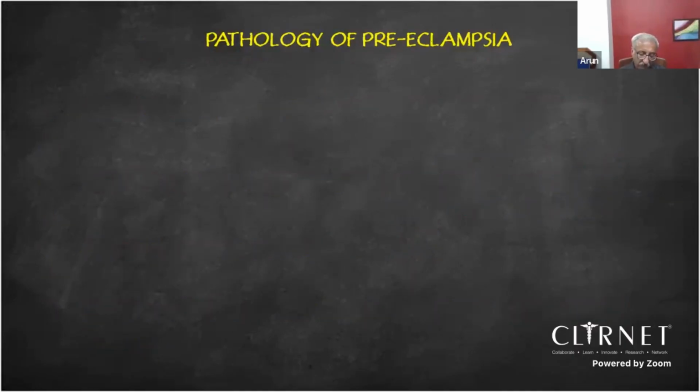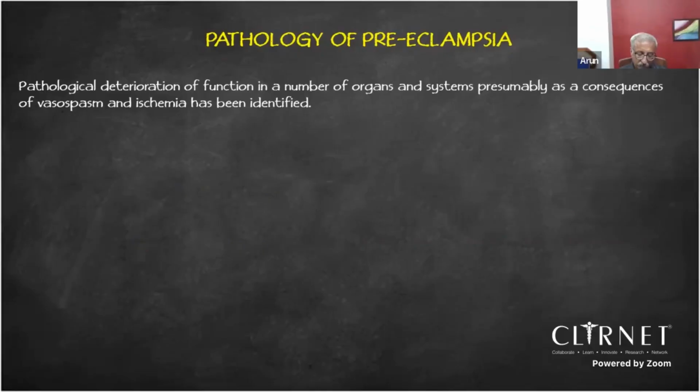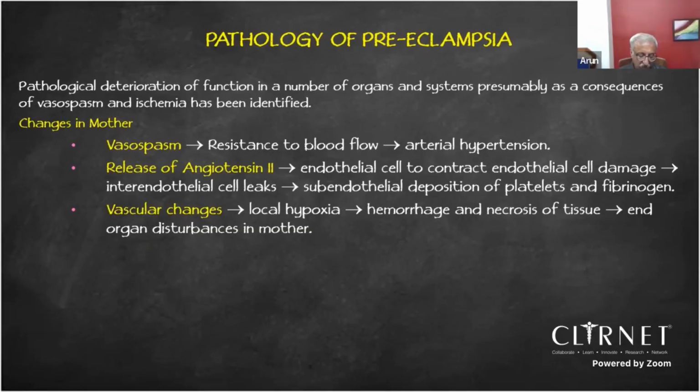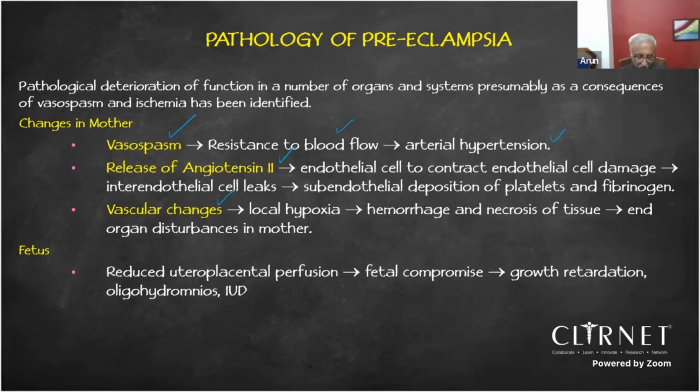All right. Now, it affects many organs because of vasospasm. So these are the changes which occur in the mother. There is vasospasm, and vasospasm means resistance is increased. There is arterial hypertension. Then there is the release of angiotensin 2, and then there are vascular changes, local hypoxia, hemorrhage, and necrosis of tissue, and organ disturbances in the mother.